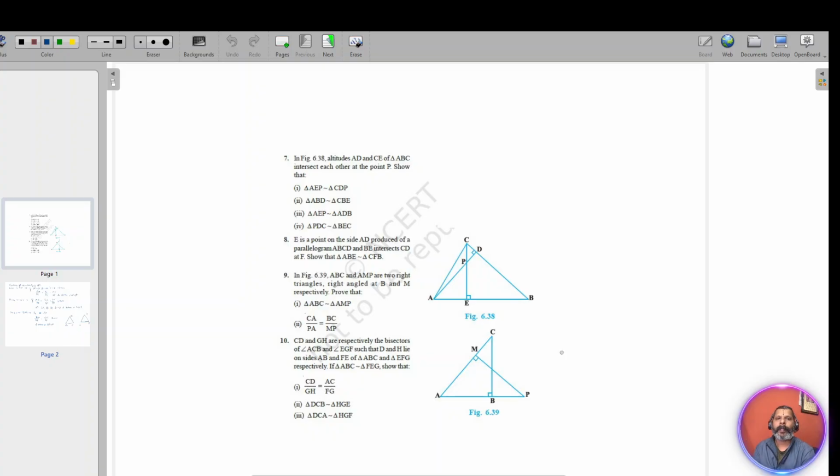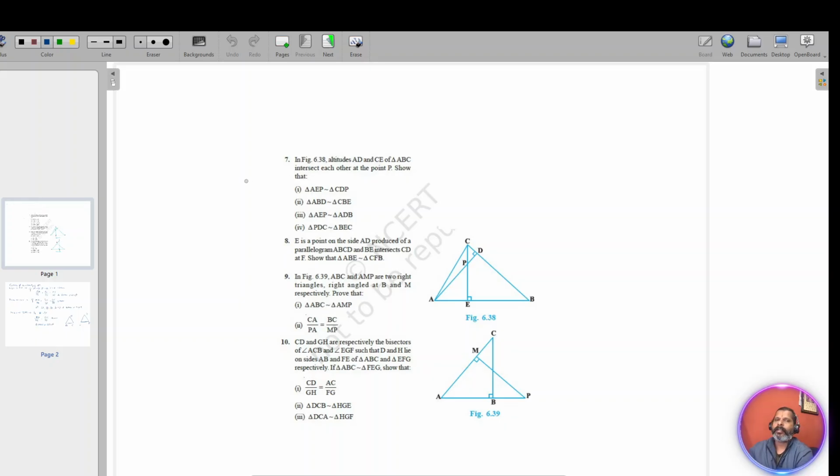Hello students, in this class we will see triangles 6.3, last exercise, questions 7 to 9 and their solutions. The last exercise is based on three similarity criteria: AA criteria, SSS criteria, SAS criteria. Okay, we'll see the solutions now. Seventh one we'll see.